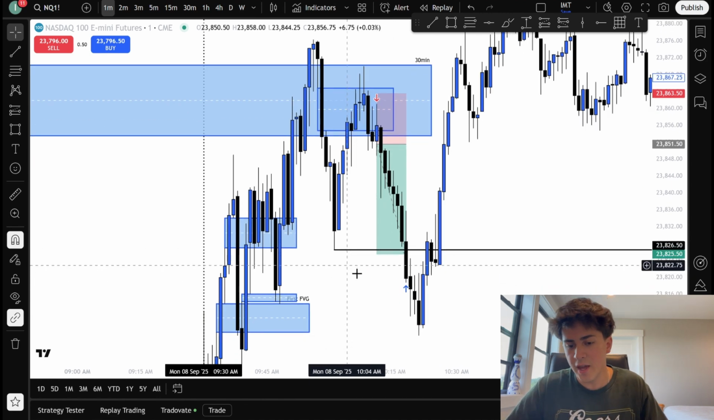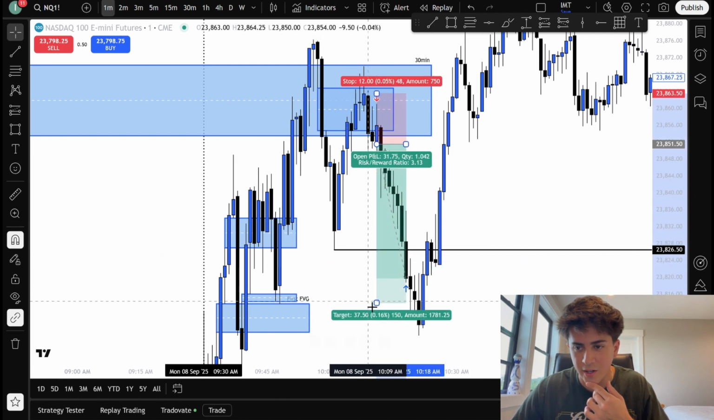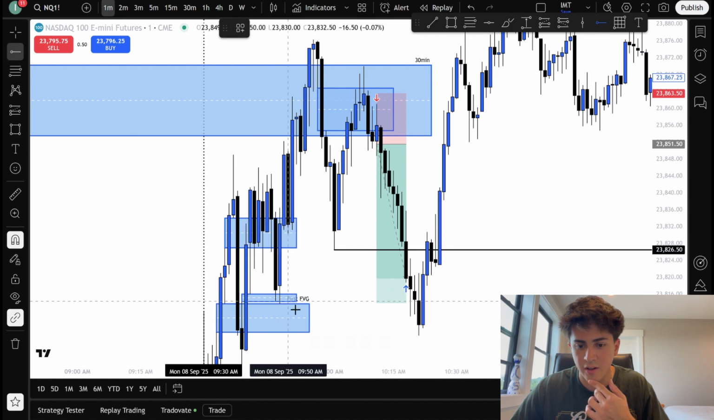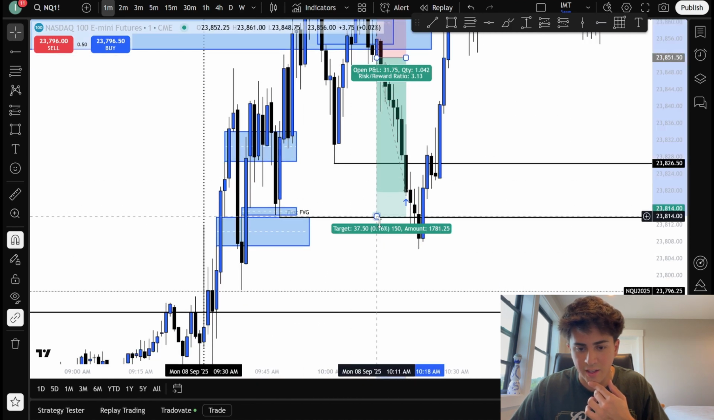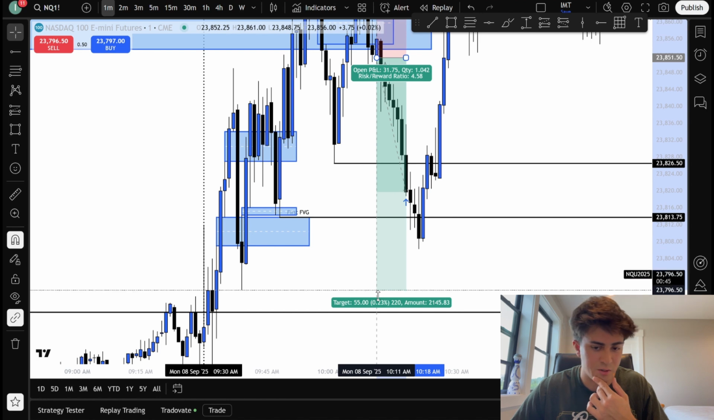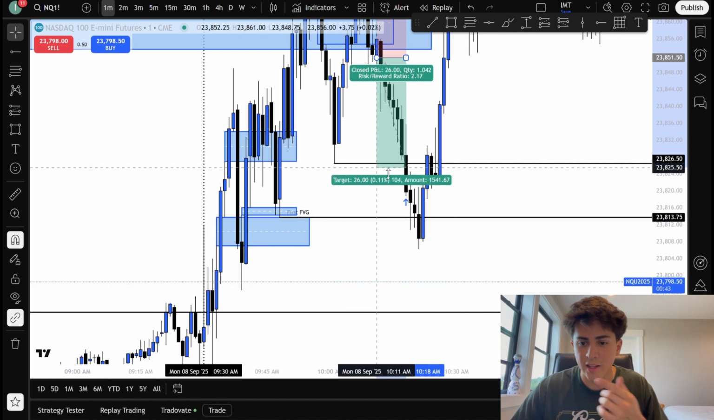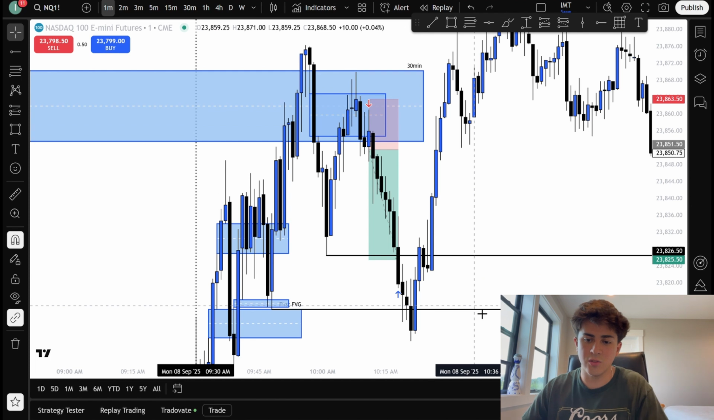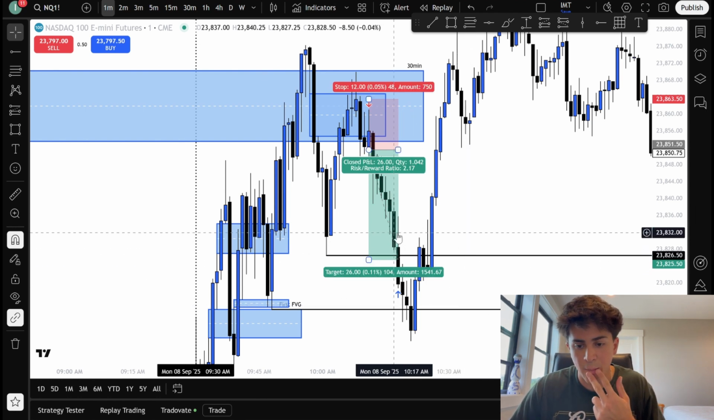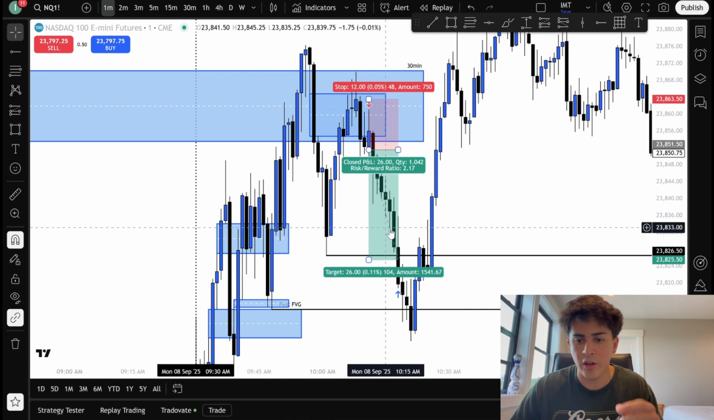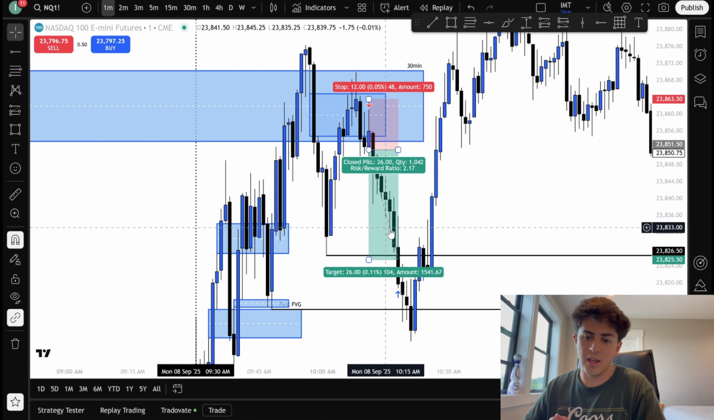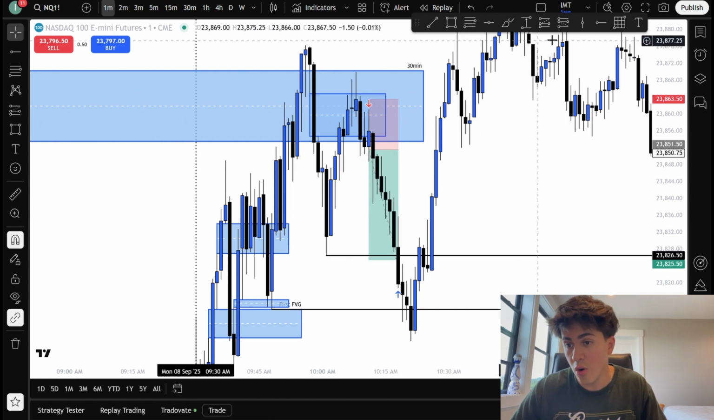So I could have been a little bit more aggressive. I could have targeted this low right here because, I mean, why not, right? This is a low. I guess this could have been a low, but it's just a little bit farther down. I like to take the shortest and closest point of exit liquidity, so that low was a good point to just get out. I used 2 contracts, and this was a risk to reward of 1 to 2.17, which is a good risk to reward.